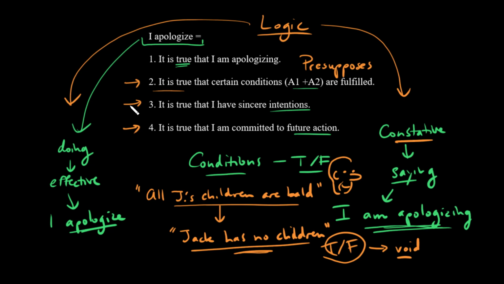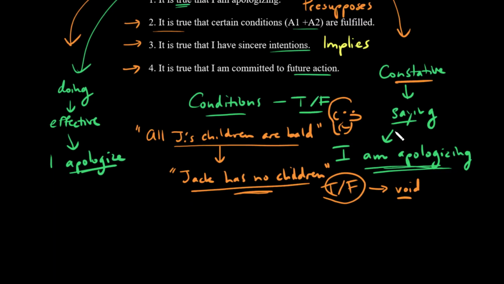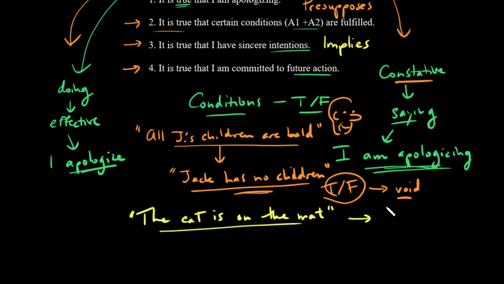Then we have the third one here. And the third one has to do with something implying something else. One thing implies another. And often the implication has to do with belief. Okay? So let's say I say the cat is on the mat. The cat is on the mat. There we go. There's our statement. Even though this is a descriptive statement, I'm just describing what I see, presumably I have some kind of belief that there is a cat on the mat. Why else would I say it?